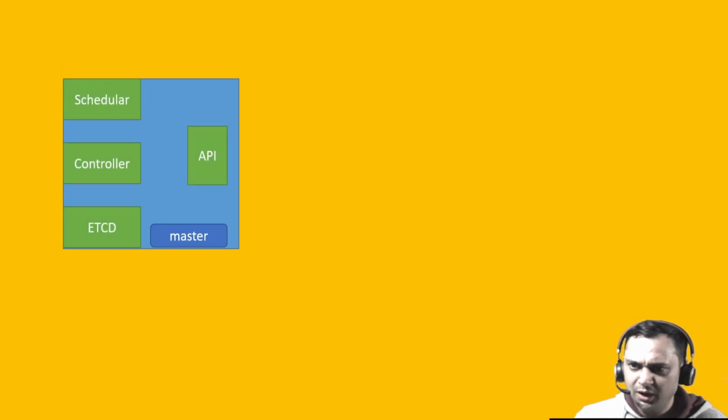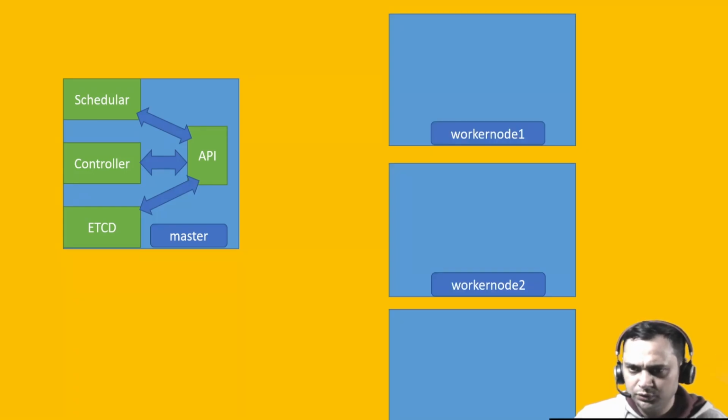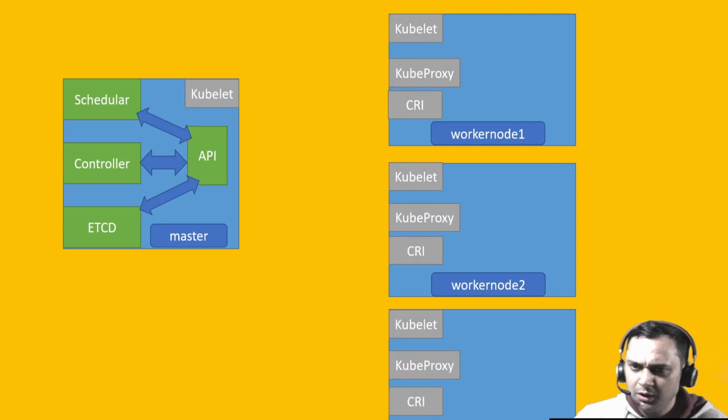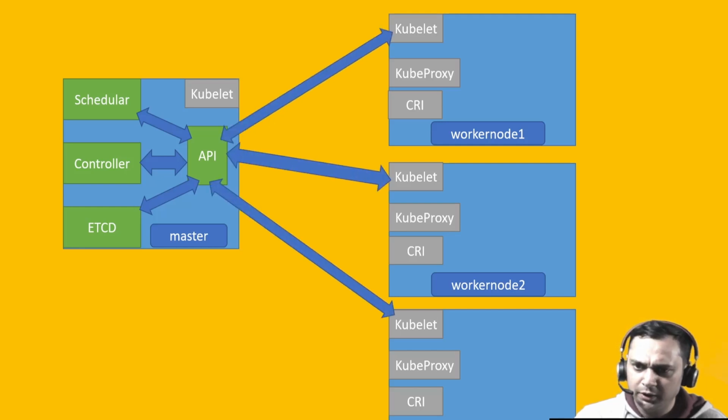Let's understand with the help of one diagram. We have one master node named master. In this master node, we have four master components, that is API server, scheduler, controller, and etcd database. Please bear in mind that scheduler, controller, and etcd communicate only with the API server. Further, we have three worker nodes named worker node 1, worker node 2, and worker node 3. In these worker nodes, we have kubelet, kube-proxy, and container runtime, that is CRI components. API servers are communicating with the kubelet component.